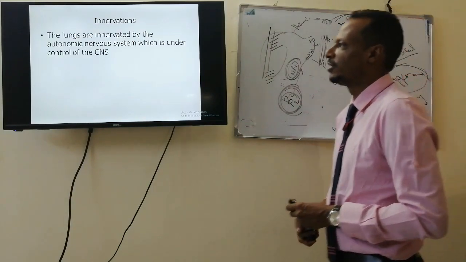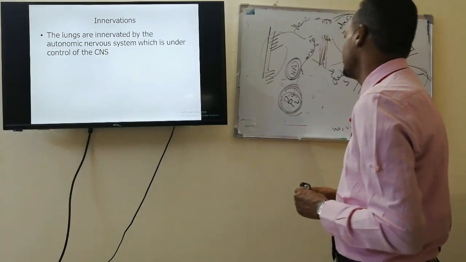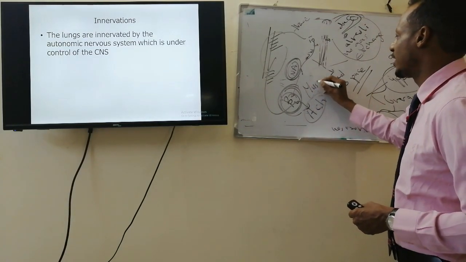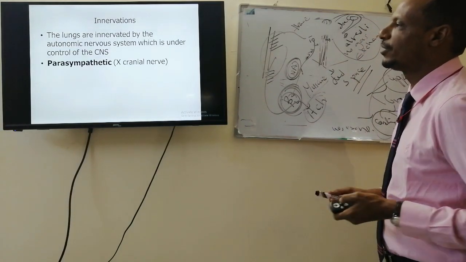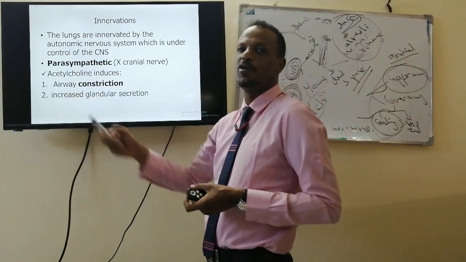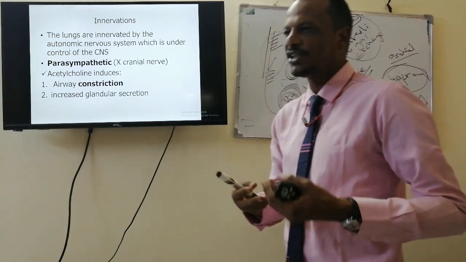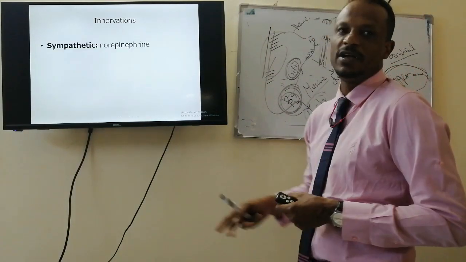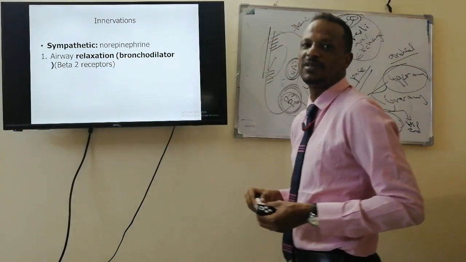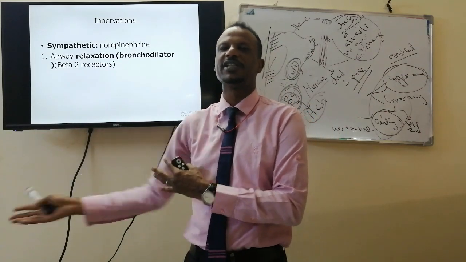So don't forget, the lungs are innervated by both divisions of the autonomic nervous system, sympathetic and parasympathetic. The parasympathetic comes from the vagus nerve, the neurotransmitter is acetylcholine, and the receptors are muscarinic receptors. The parasympathetic originates from the 10th cranial nerve, which is the vagus nerve. Acetylcholine causes airway constriction. That means it causes bronchoconstriction and increased glandular secretion, and this will lead to narrowing and increased secretion in the respiratory tract. The sympathetic nervous system goes through the thoracic segment, the neurotransmitter is norepinephrine, and the receptor is the beta-2 receptor. Beta-2 receptor causes bronchodilation. So sympathetic causes bronchodilation through beta-2, and parasympathetic causes bronchoconstriction through the muscarinic receptor.